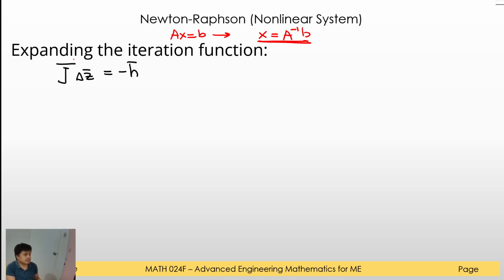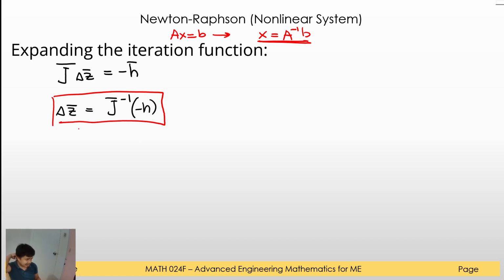So we can do the same with the Jacobian. We can find the inverse of the Jacobian so that we can solve for the delta z. So we have the inverse of the Jacobian multiplied by negative h. Okay, so this is the solution to your system of equations, no? Just expanding into this, we have this Jacobian. How do we find the inverse of this Jacobian?